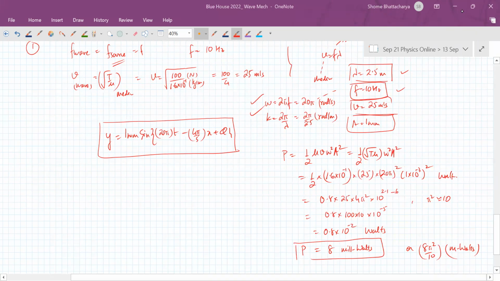So just check my final calculation after multiplying the quantities, but the substitution is this way. You have to remember to substitute everything in SI units in the formula.